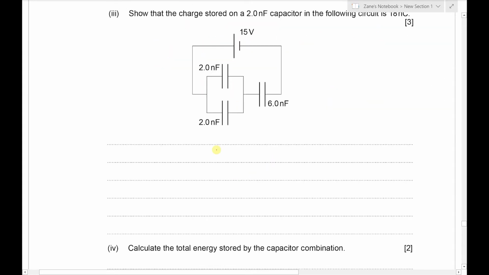For part 3, we've got to show that the charge stored on a 2 nanofarad capacitor in the following circuit is 18 nanocoulombs. Well, remember that the first thing we did on the last part of the question is we simplified these two in parallel to a 4 nanofarad capacitor. Then, effectively, what we've got is a series circuit where we've got a 15 volt supply with a 4 nanofarad in series with a 6 nanofarad. And capacitors in series have the same charge.